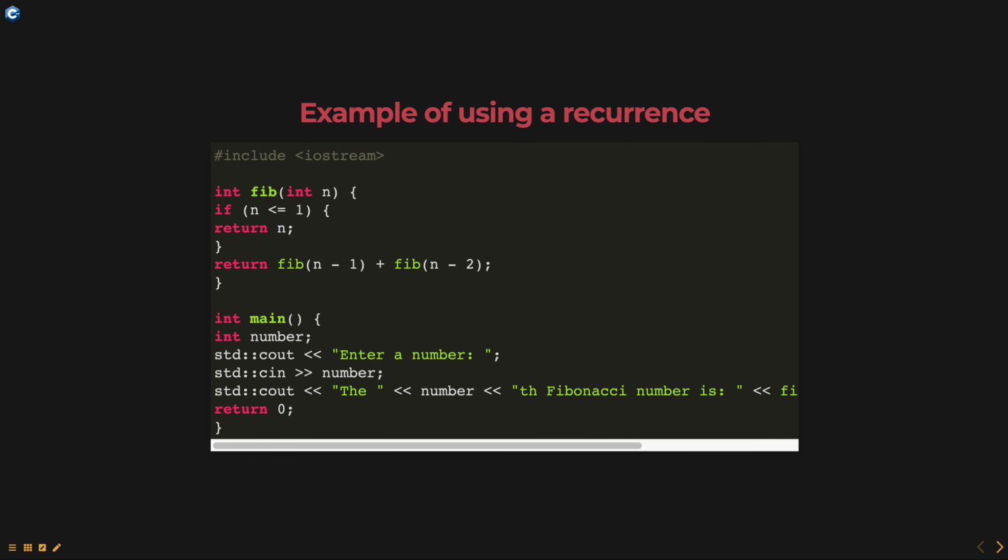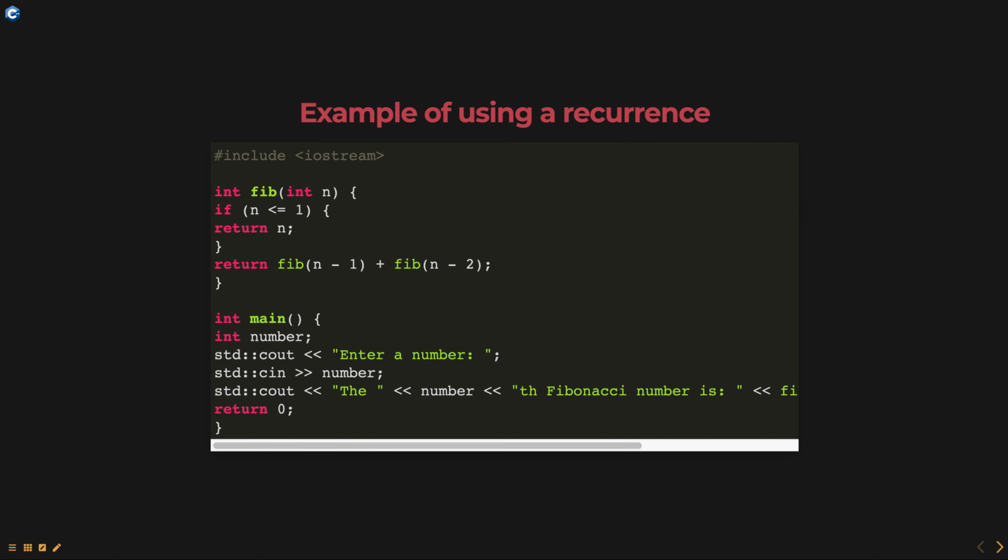In this example, the fib function calculates the nth Fibonacci number by making two recursive calls to itself. The first call calculates the n-1th Fibonacci number, and the second call calculates the n-2th Fibonacci number. The two results are then added together to obtain the nth Fibonacci number.